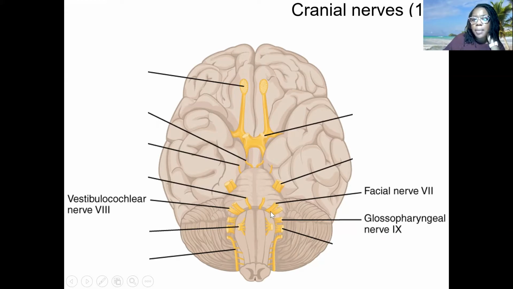So the facial nerve is going to be off to the side of cranial nerve 6. So right off on either side of 6, we have cranial nerve 7. Right next to that, going laterally, we have a vestibulocochlear or cranial nerve 8. And then coming down along the side of the medulla, we have cranial nerve 9 or the glossopharyngeal.